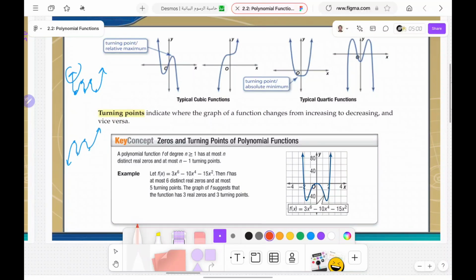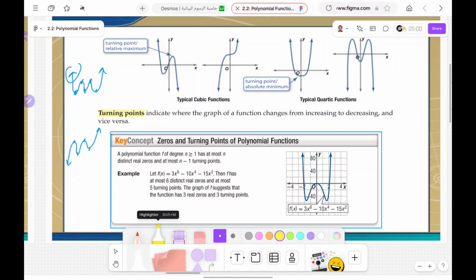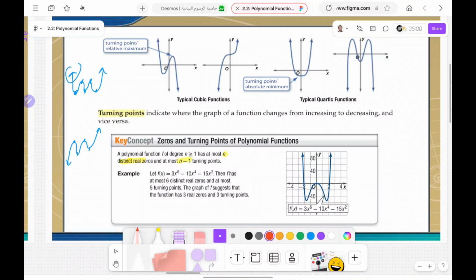How can I classify or identify how many turning points? I can identify turning points using this concept. Always use this concept in all the questions. Starting from now, always use this concept. A polynomial function f of degree n, when n is greater than 1, has at most n distinct real zeros, okay? And at most n minus 1 turning points. Means, look to the power here.